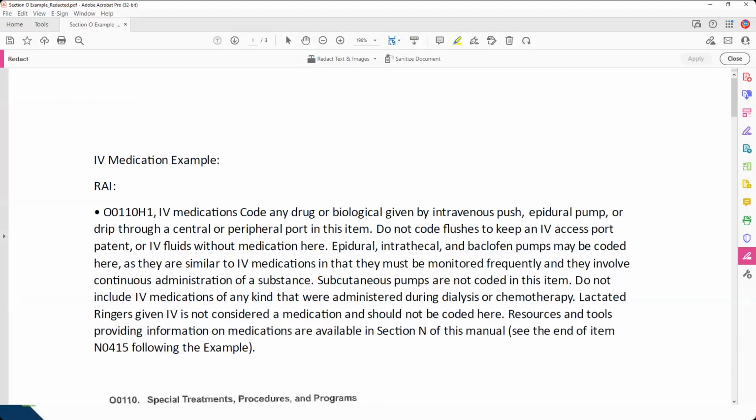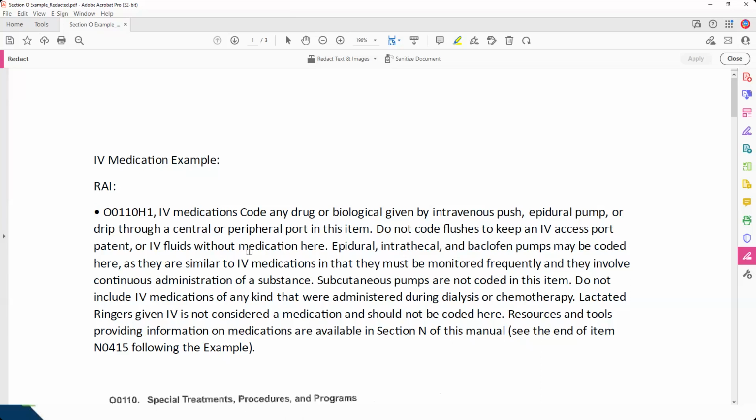So again, if you're following along with the slide deck, you're only going to see the slide that simply says documentation review. So in the interest of time, I do want to share some examples of Section O documentation and the review findings. I'm doing this in an effort to assist you with making sure you are documenting to support the coding of the MDS. So in the first example, we're going to talk about IV medications.